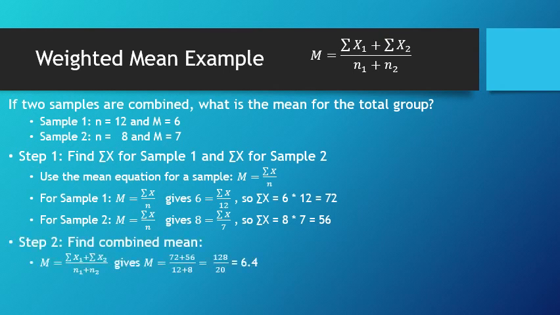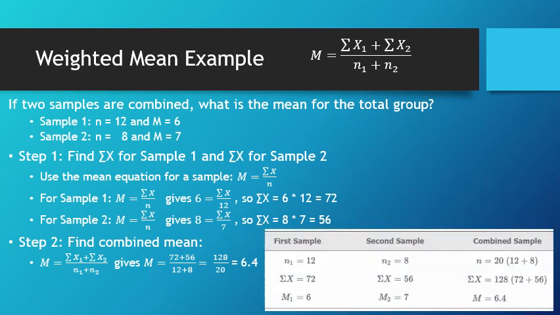And then finally, you're going to combine everything to find the combined mean. So again, you're given the original equation. You substitute in what you found. For summation of x1, you found 72. For summation of x2, you found 56. For n1, you were given 12. For n2, you were given 8. Add the top of the fraction to get 128. Add the bottom of the fraction to get 20. And then you finally divide. You get 6.4.